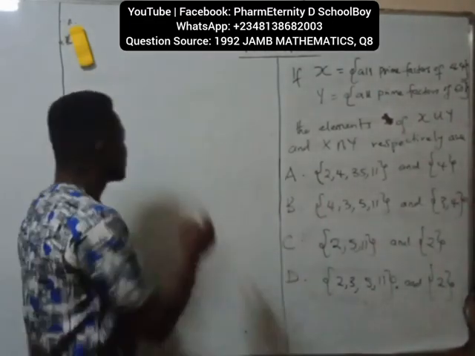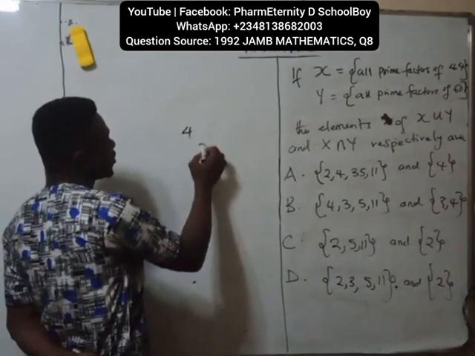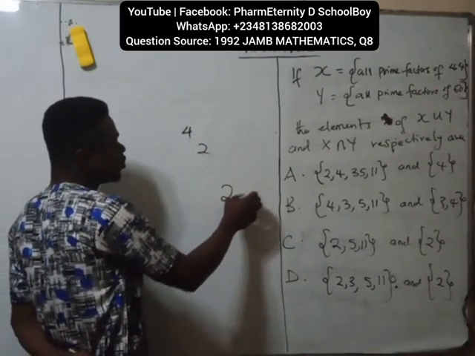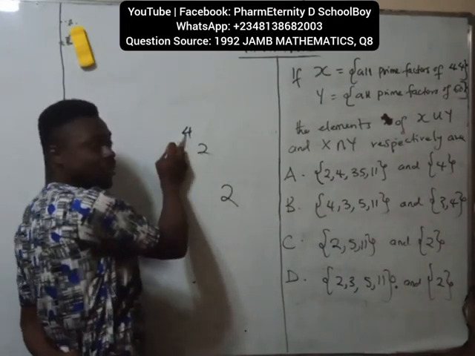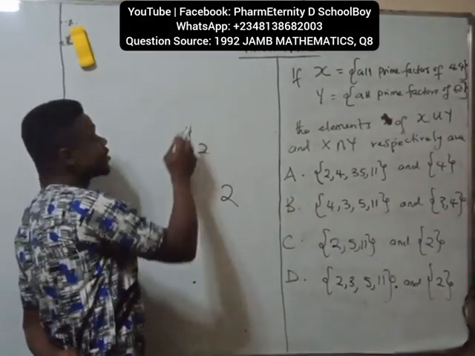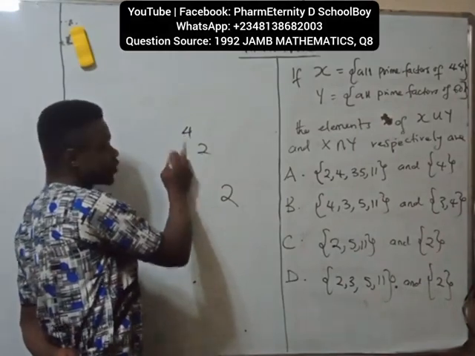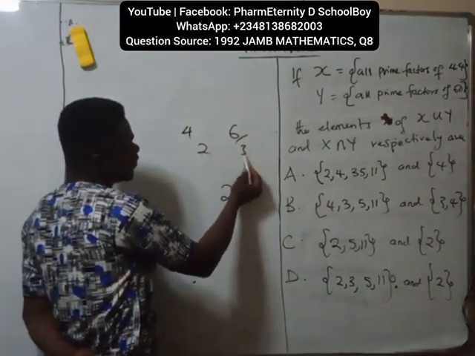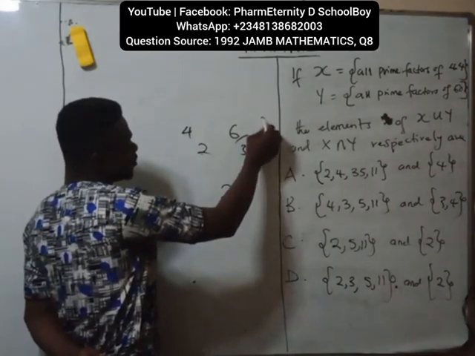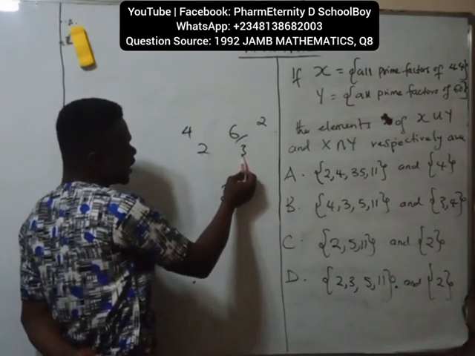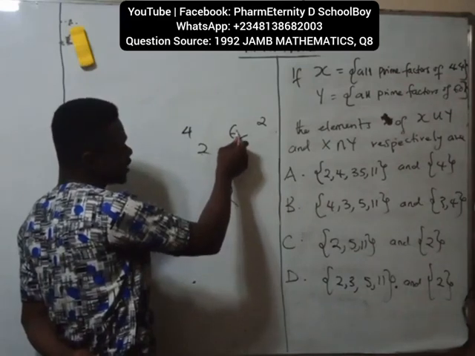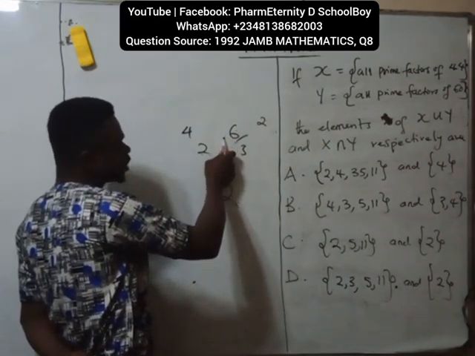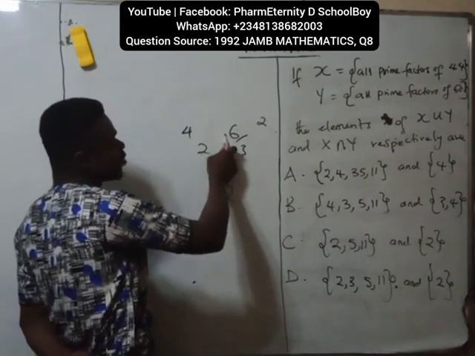So as you can see, now let's look at this in 4 and 2. If 2 divides 4, you have 2, no remainder. So 2 is a factor of 4. By extension, 4 is a multiple of 2. Then 6 and 3. If 3 divides 6, we have 2. So 3 is a factor of 6. 2 is also a factor of 6. So 6 is a multiple of 3. 6 is also a multiple of 2.